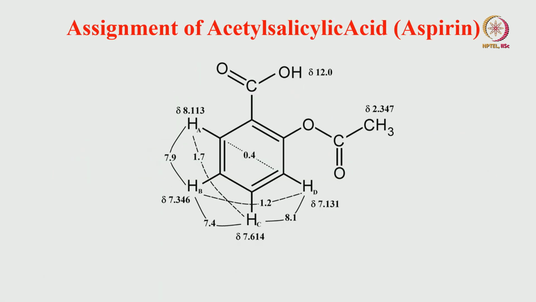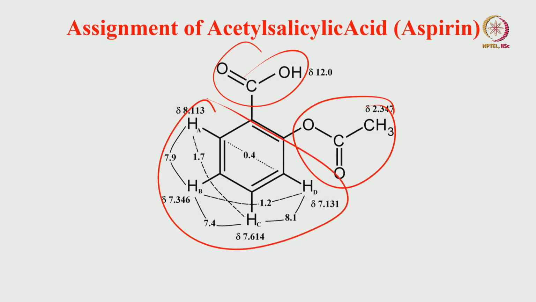Okay, with this idea, I will take one more example, a very simple example. This is aspirin as a tablet. It is also called acetyl salicylic acid. This is the structure given. See, there are COOCH3 and COOH. Two ortho substituents are there in this molecule, and we have 4 protons.